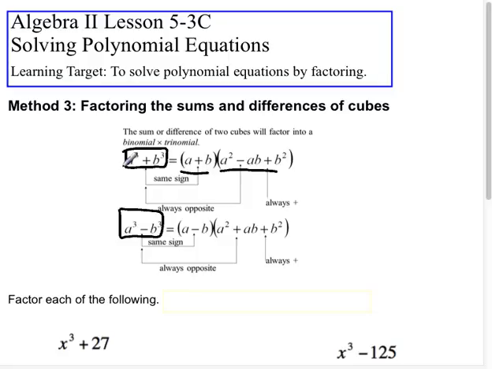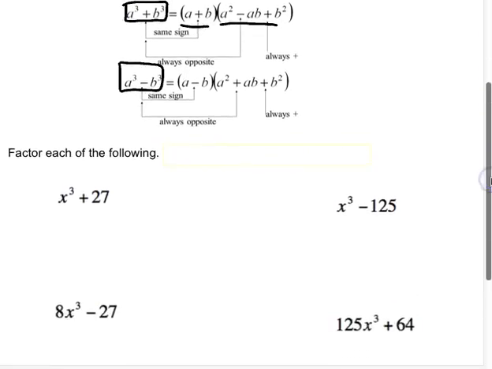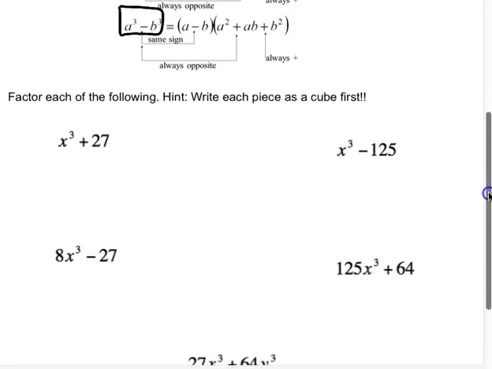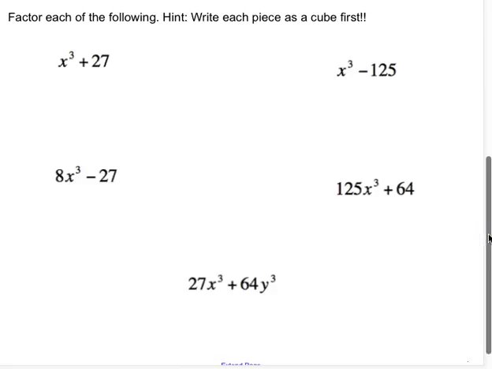Now, in order to make this work, you need to remember the structure of how exactly you were breaking it down, okay? So, my first hint for you is always write each piece as a cube first, okay? When you're factoring, I always write each piece as a cube. Now, what do I mean by that? Well, what I mean by that is I'm going to rewrite this as x cubed and 3 cubed, okay? So it's going to help you to recognize each of those pieces, okay?